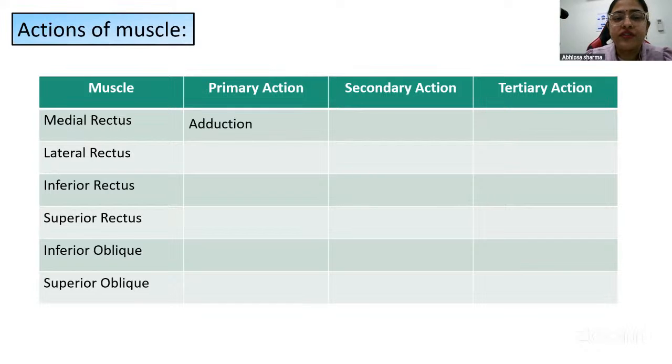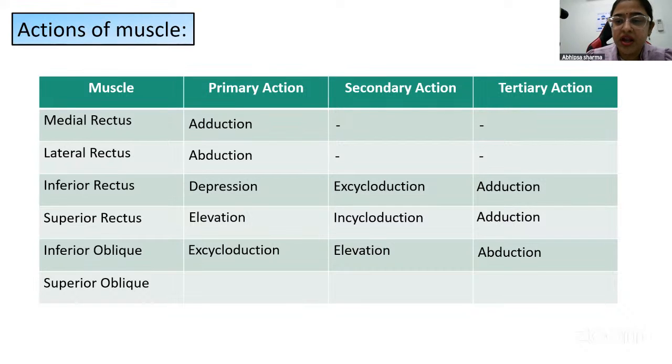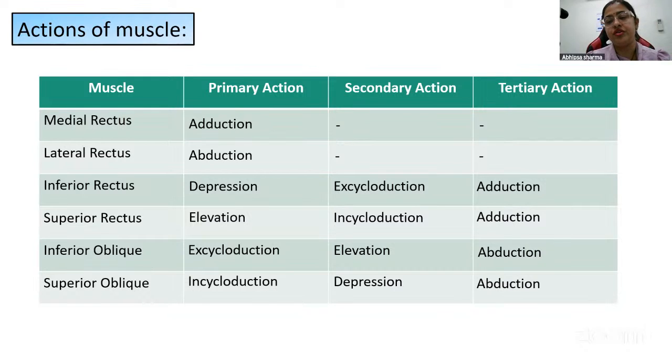Medial rectus causes adduction, lateral rectus abduction. Inferior rectus as a primary action will cause depression, excycloduction and adduction. Superior rectus: elevation, incycloduction and adduction. And inferior oblique, the primary action is excycloduction, secondary being elevation in adduction, and tertiary action being abduction. Superior oblique causes an incycloduction, depression and abduction of the eyeball.